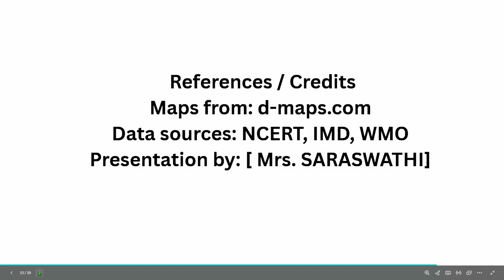So from where did we take all this material? References and credits are from DMAPS and data sources, NCERT textbook. The comparison we have done through SCERT also. I have taken some of the slides.